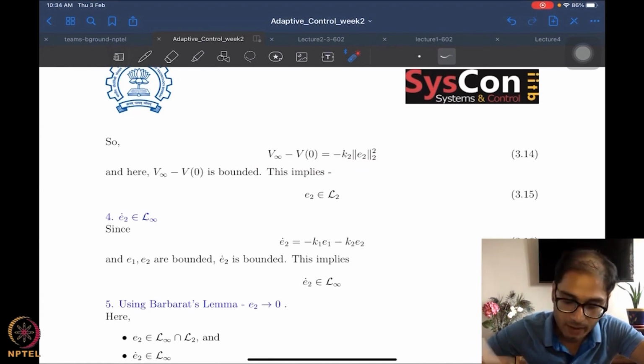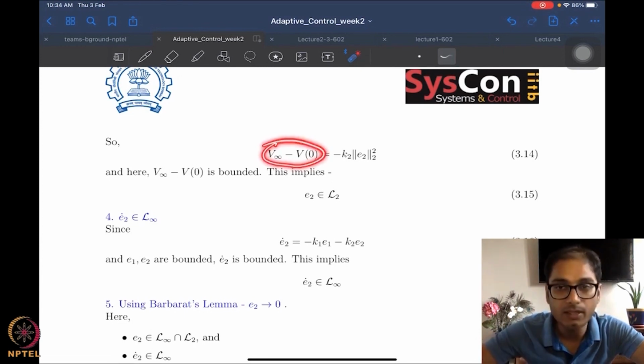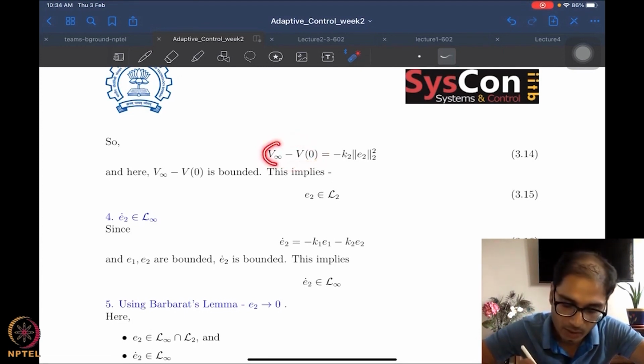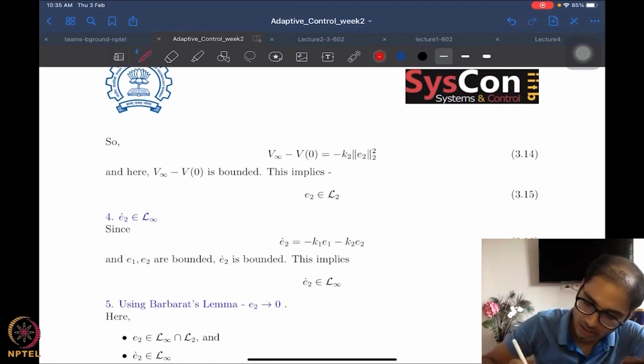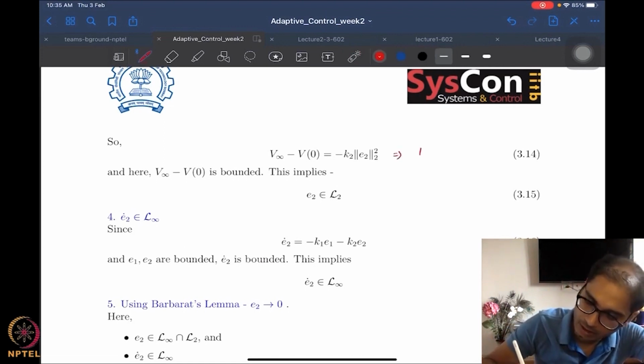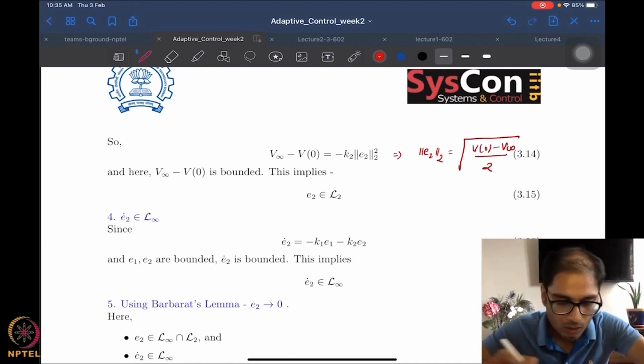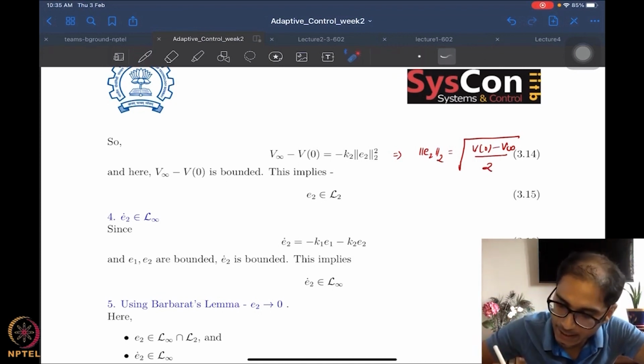And I also know V infinity minus V0 is bounded, because V infinity is a finite quantity, and V0 is a finite constant, because I initialized it at a finite quantity, and it would be ridiculous otherwise. So from here, the 2 norm of E2 is actually the square root of V0 minus V infinity divided by 2. Now notice very carefully the quantity on the top.